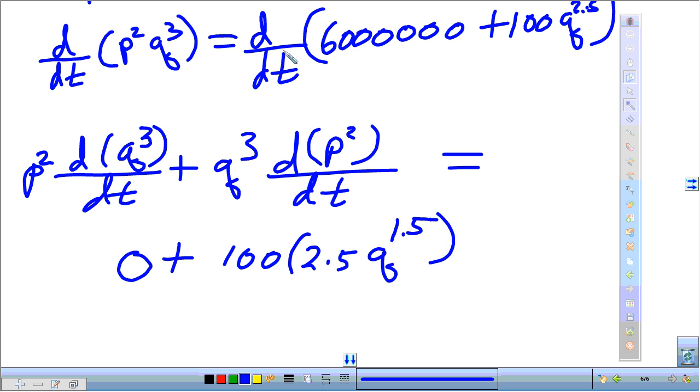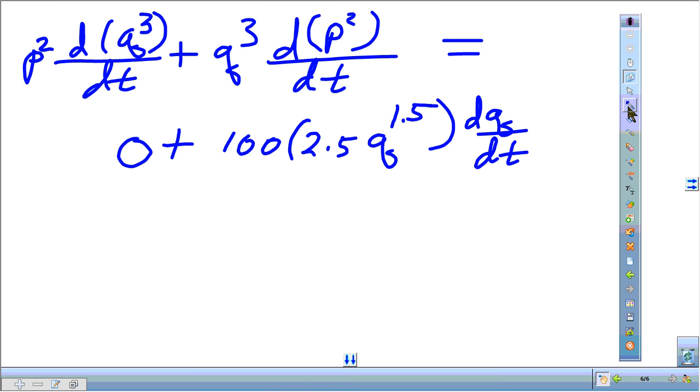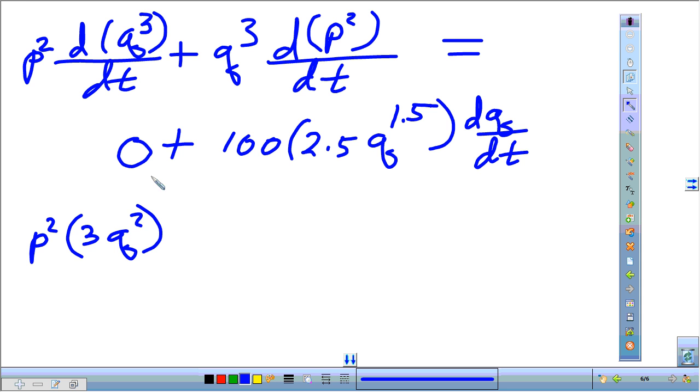But this is a derivative in terms of t, which doesn't match Q, so there's always, at the finish, one extra factor. That's the derivative of the symbol. So in this case, dQ/dt. So that comes out of the chain rule. And so working a little further, we have P squared, we have the derivative of Q cubed, 3Q squared, but again dQ/dt, because it's in terms of time, as a factor from the chain rule.